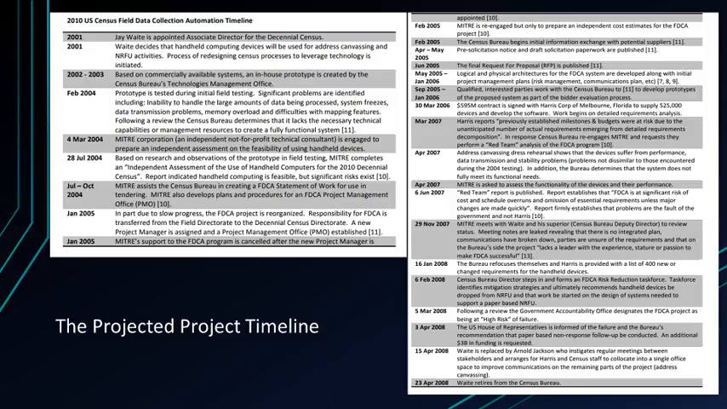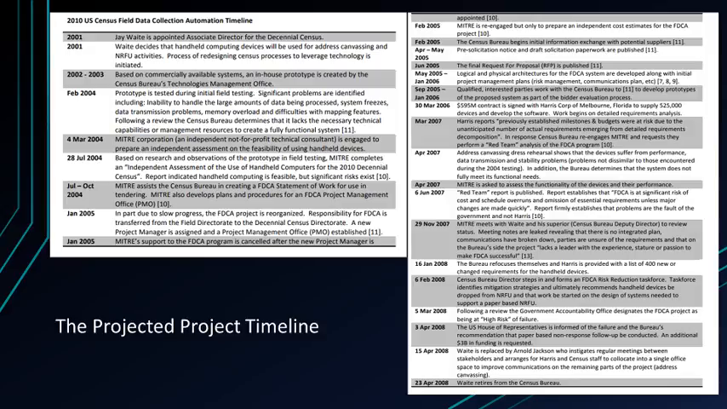6th of June 2007. Red Team report is published. Report establishes that FDCA is at significant risk of cost and schedule overruns and omission of essential requirements unless major changes are made quickly. Report firmly establishes that problems are the fault of the government and not Harris.